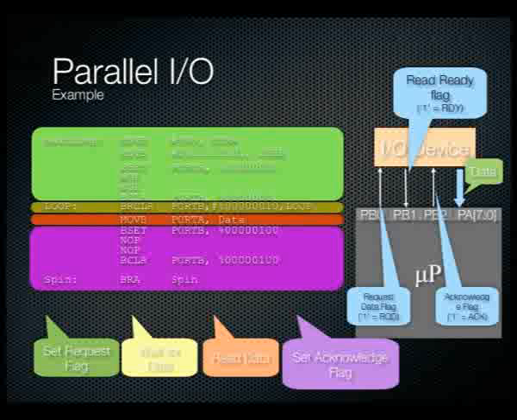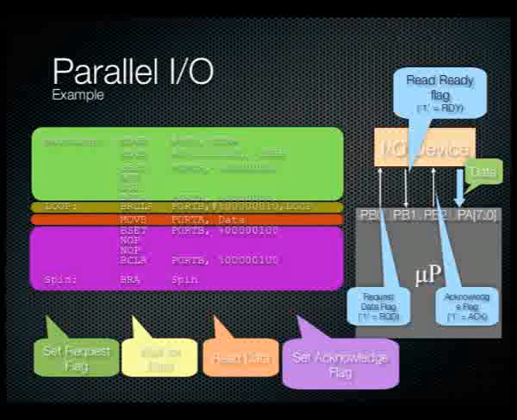And then we set the acknowledgement. So we do a bit set. So we set the acknowledge flag, we set it high. We delay for a couple of instruction cycles. So we leave that flag high for 2 instruction cycles, then we clear it, and then we've finished our code.